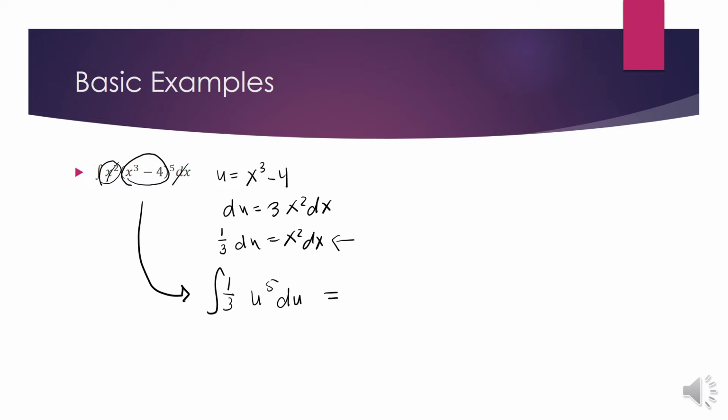So now this is a lot easier to integrate. Add 1, so I'll have u to the 6th as my exponent. Divide by my new power. That gives me 1/18, and let's not forget our plus c. So my final answer here is 1/18 x cubed plus 4 to the 6th plus c.